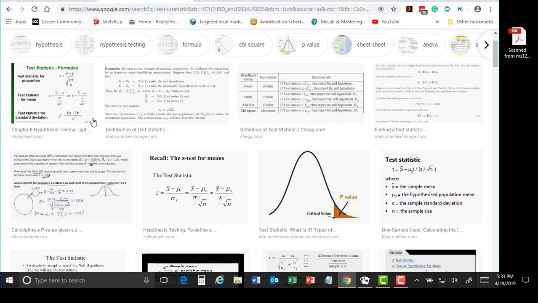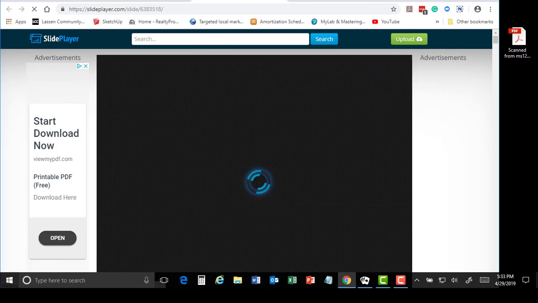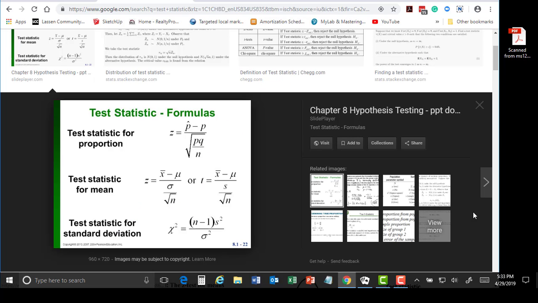Okay, well, we'll start with this. Right there. Okay, so these are test statistics. So you're going to set up your null hypothesis, and then you're going to decide, are you doing a proportion? What is a proportion? A proportion is just a percentage of your sample. Like, what percentage of the population has Tay-Sachs, for example?